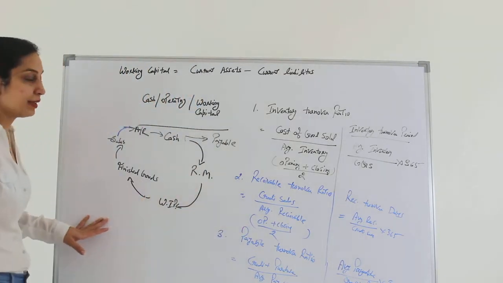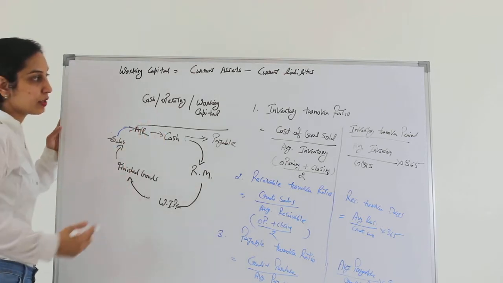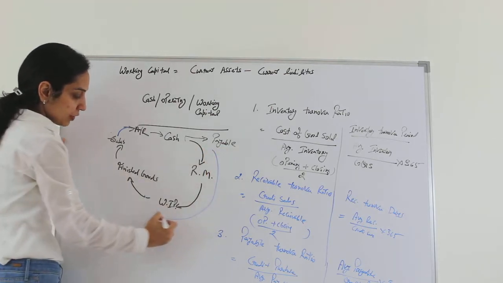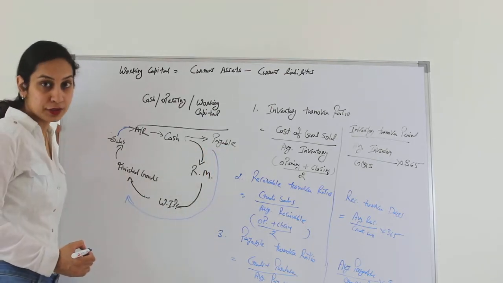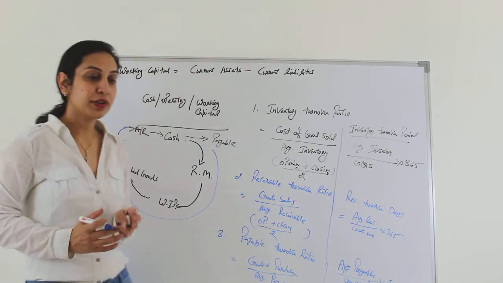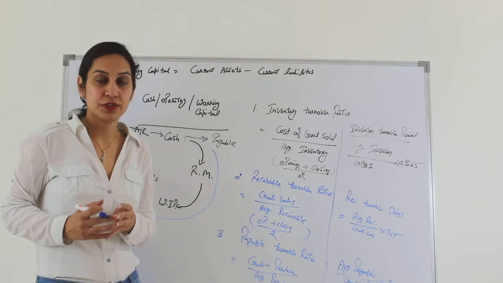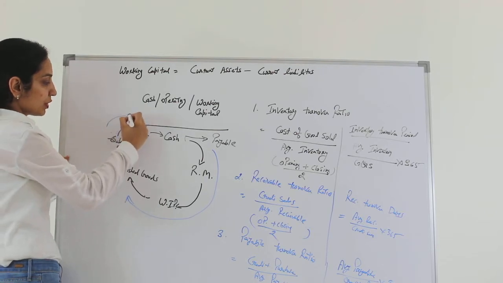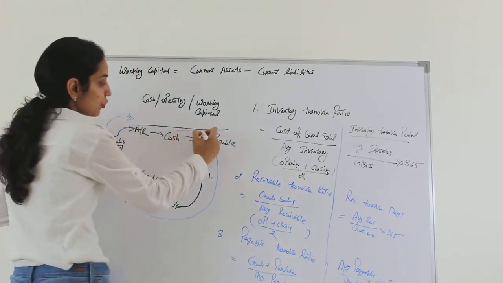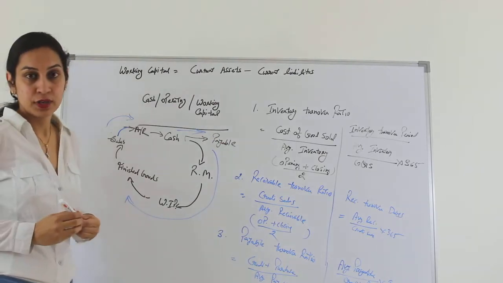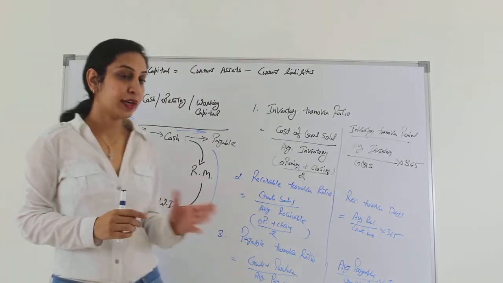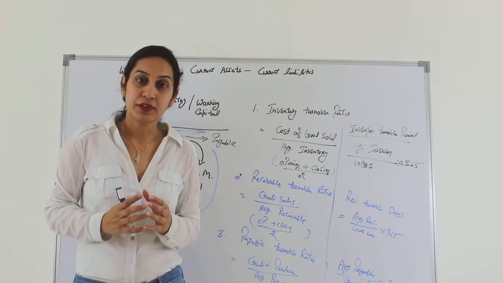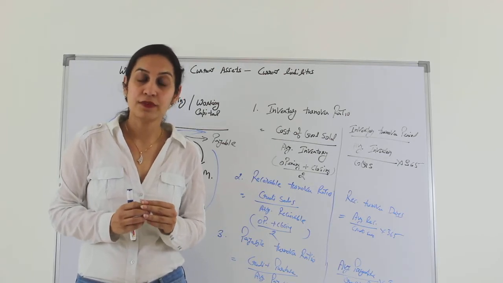Coming back to our working capital cycle. The first ratio, inventory turnover ratio, is linked to this part. So from cash till finished goods, we are talking about the inventory turnover ratio. We can calculate the inventory turnover ratio for raw material, WIP and finished goods separately as well. The second ratio, receivable turnover ratio, was dealing with this part, and the payable ratio was dealing with this part. Now, I hope we can correlate the working capital cycle to the ratios we discussed. That will give you a deeper understanding of the concept of liquidity.